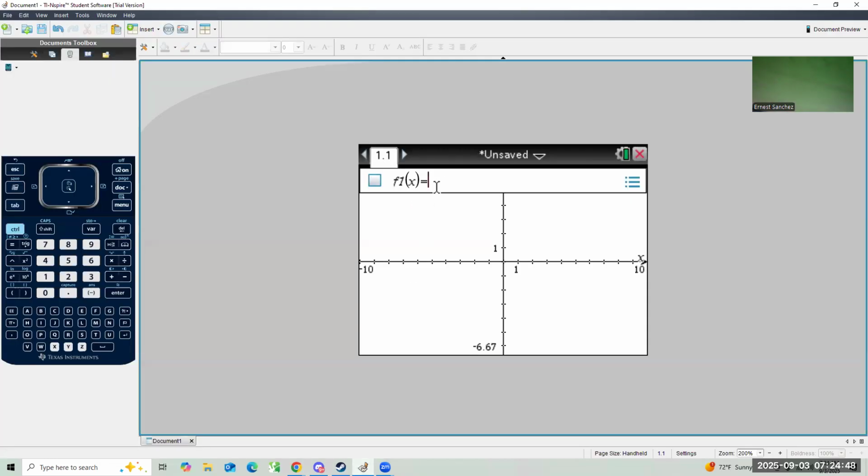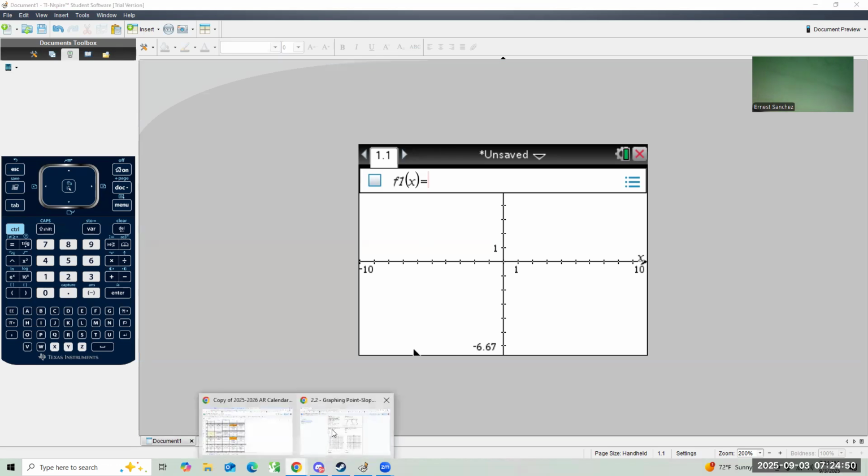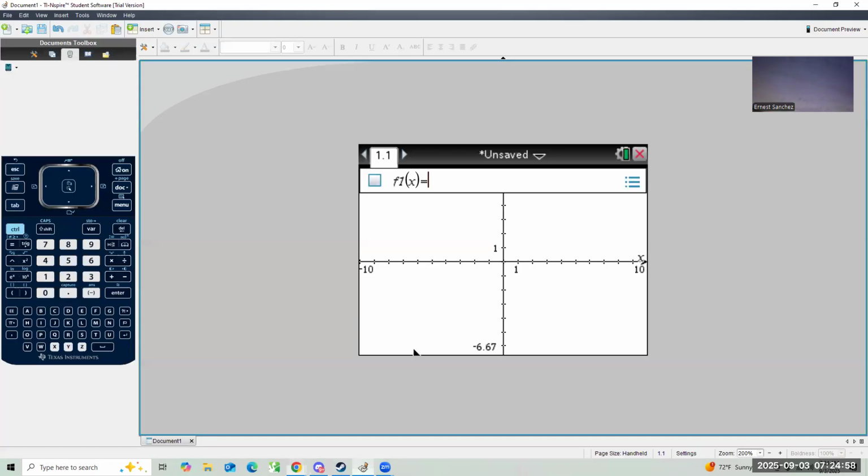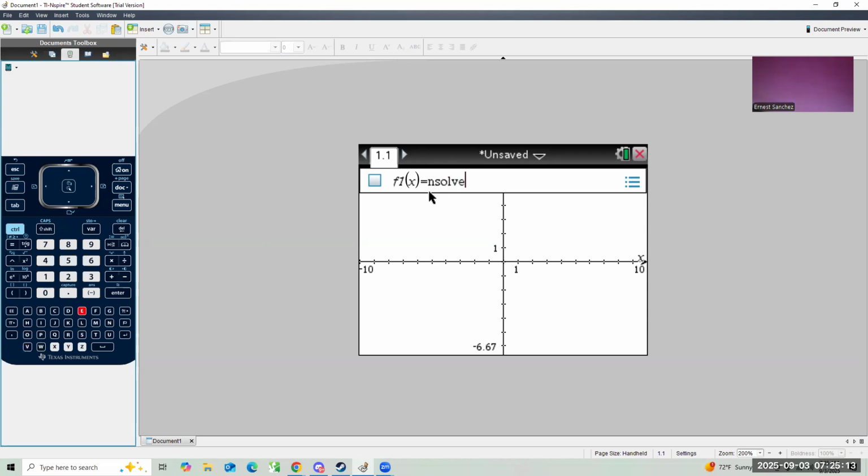So now the problem is that it will not let you type it in like this without doing it a specific way. So our specific way is this. We have to type in the word nsolve. Have to spell it correctly first, okay? Then we have to do an open and close parentheses, okay?